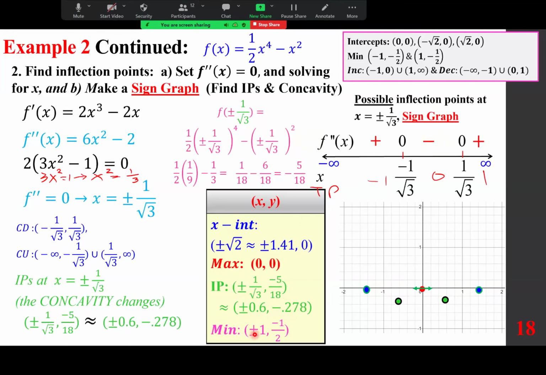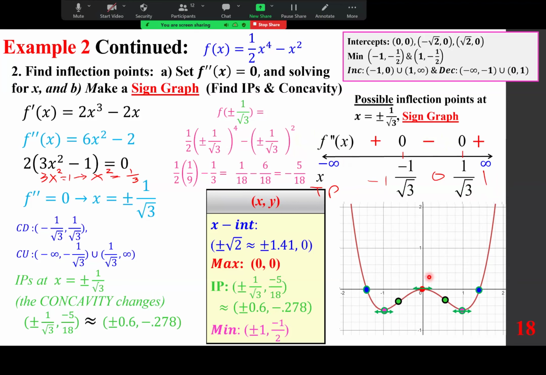Finally, the minimum at -1, -1/2, so this is -1. -1/2 is here, and the +1, -1/2 is here. And don't forget the double arrow for both cases because they are minimum. Again, reminding you that this has exponent even. This number is positive. We know the end behavior already, so it looks like that.